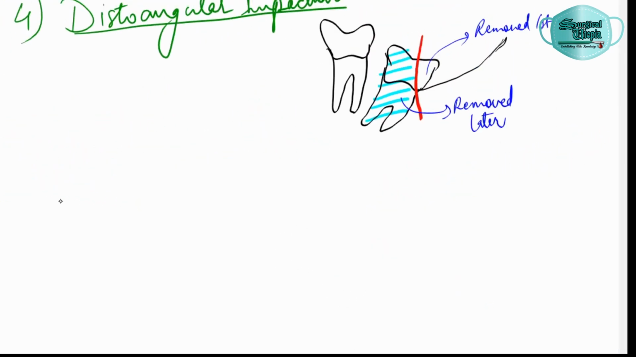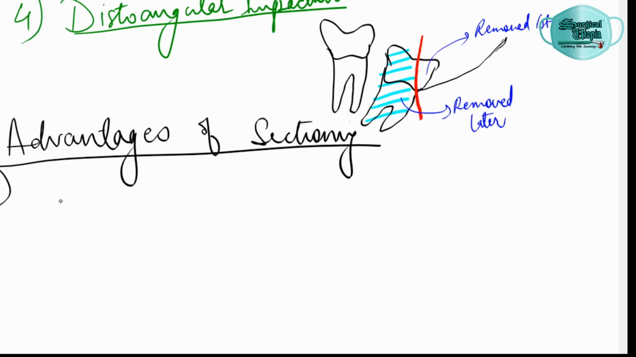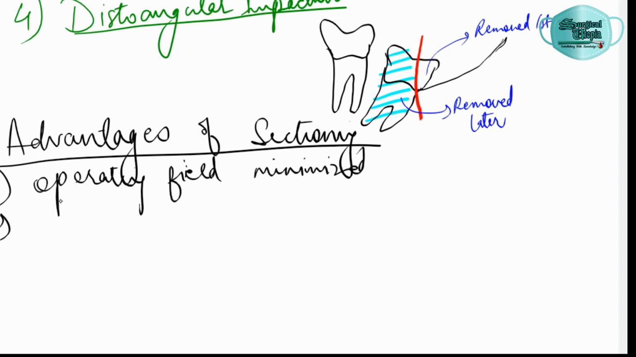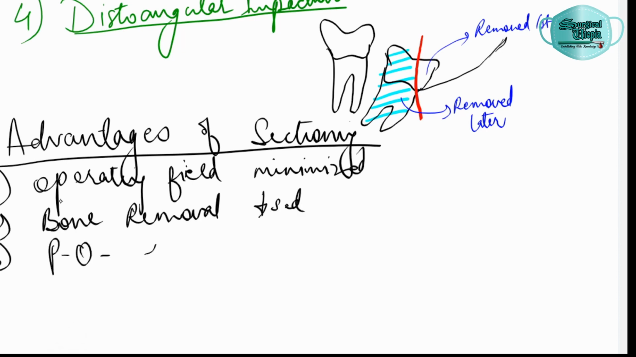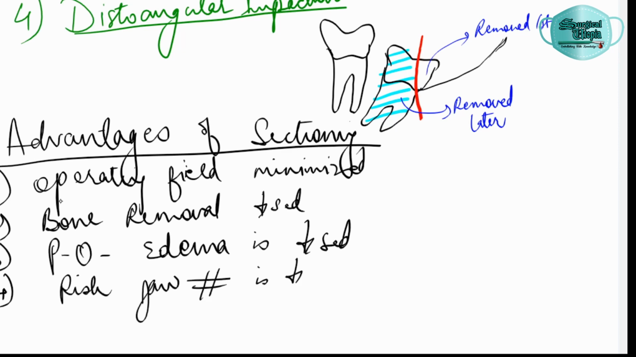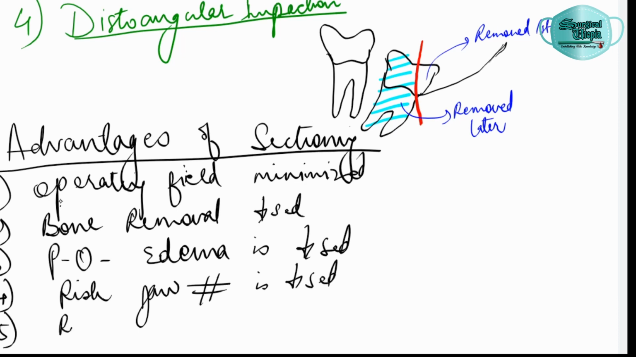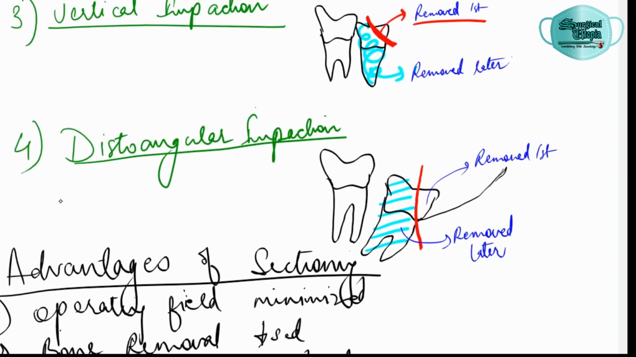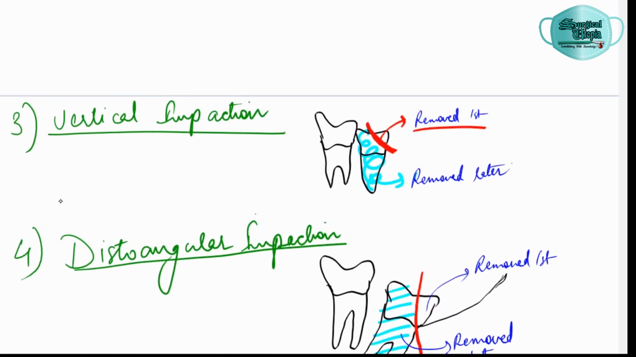Now, what are the advantages of sectioning? First advantage is that the operating field is minimized. Second is that the amount of bone removal is minimized. The third is that post-operative edema is reduced. Fourth advantage is that the weakening of the jaw resulting in fracture of the jaw will be reduced, so the risk of jaw fracture is reduced. The fifth advantage is that the risk of vital structure damage is reduced. So these were the advantages of sectioning and how tooth sectioning in different circumstances has to be done.